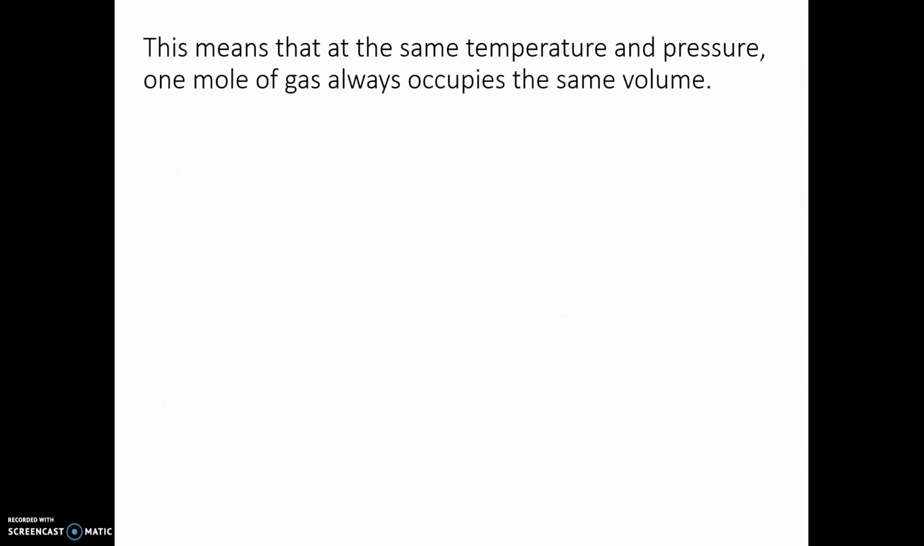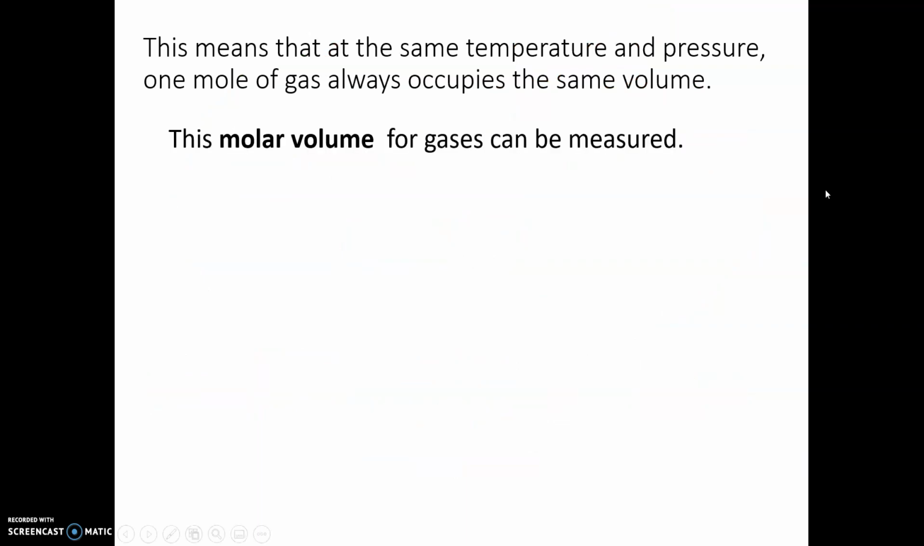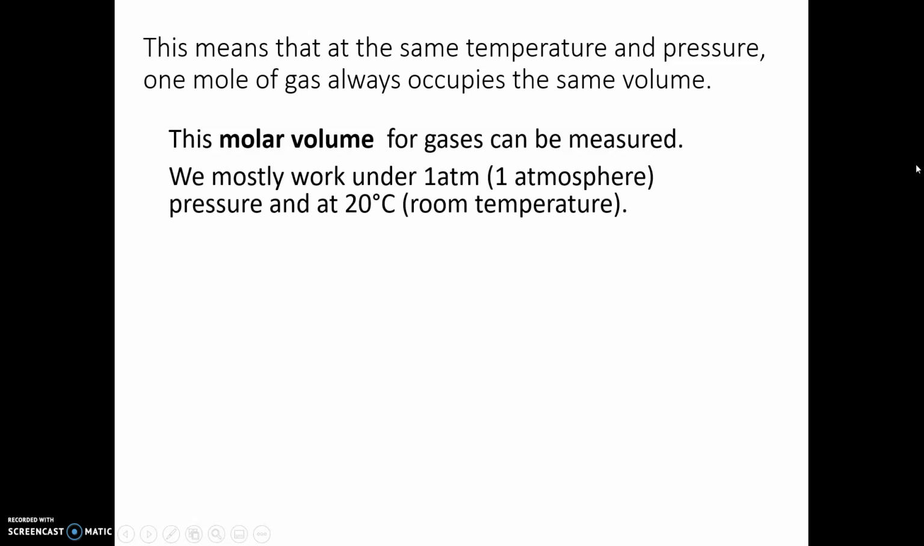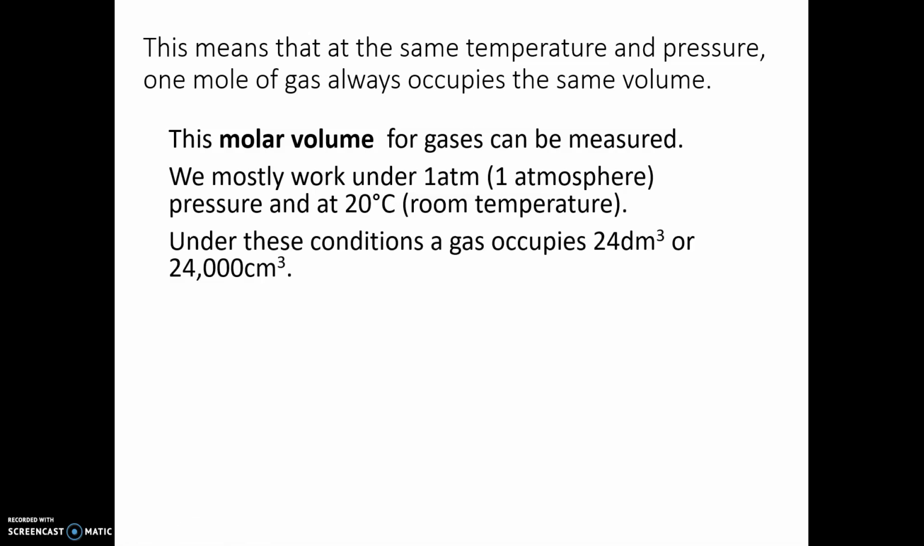Okay, so this means that at the same temperature and pressure, 1 mole of a gas always occupies the same volume. This is called the molar volume for gases, and it can be measured. We mostly work under 1 atmosphere of pressure and at 20 degrees Celsius, or room temperature. Under these conditions, a gas occupies 24 decimeters cubed or 24,000 centimeters cubed. And this relationship can be put into a helpful equation. So this volume here is known as the molar volume of a gas.